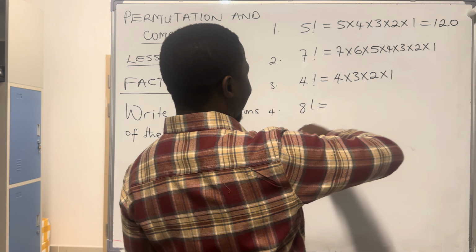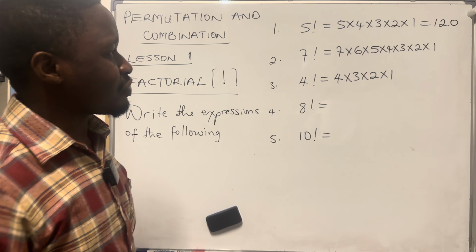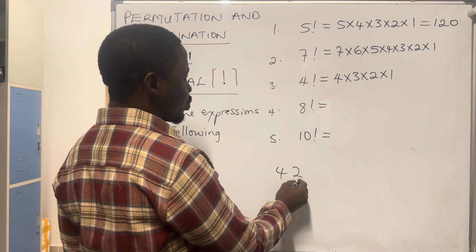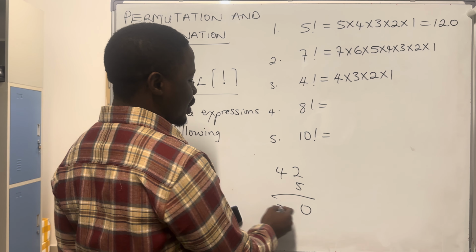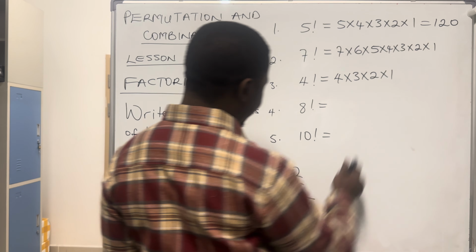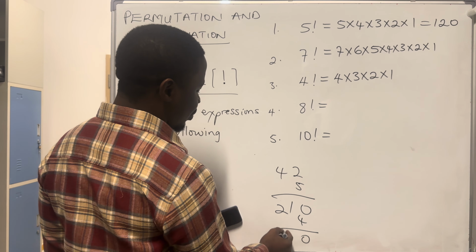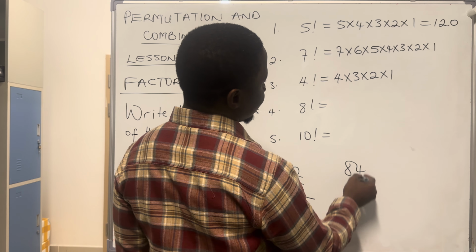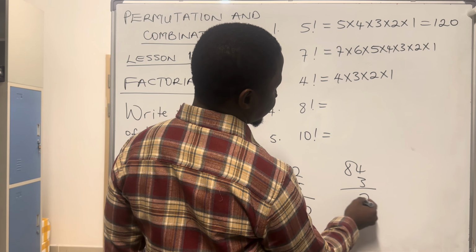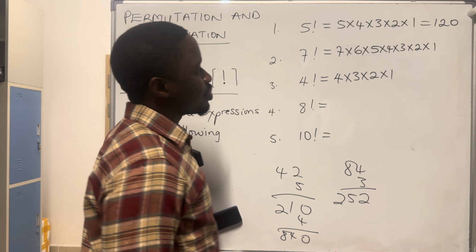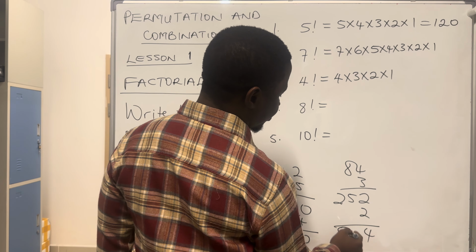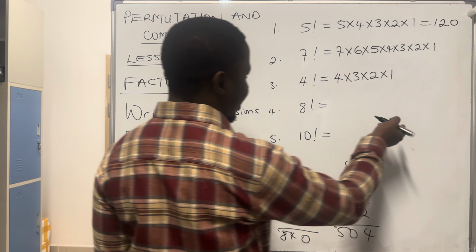How about 7 factorial? 7 times 6 is 42. 42 times 5, what do we get? We get 210. 210 times 4, what do we get? We get 840. 840 times 3, what do we get? We get 2520. 2520 times 2, what do we get? 5040. Then that is what you get.